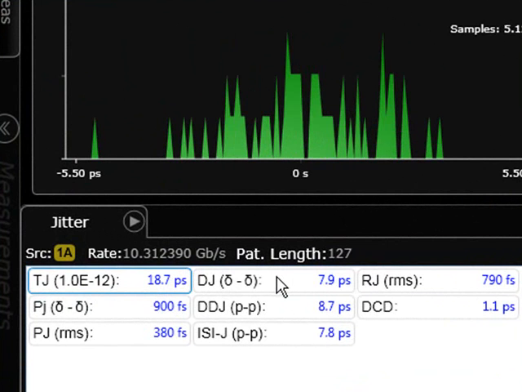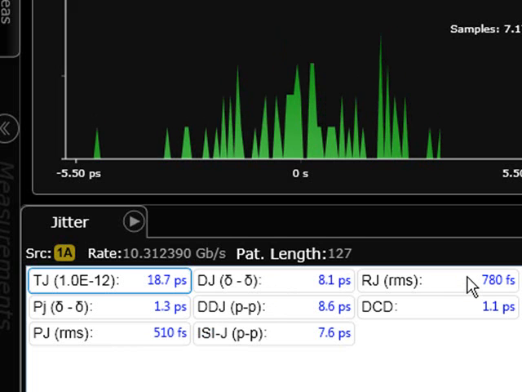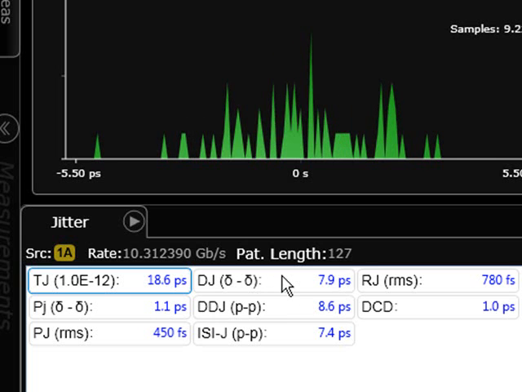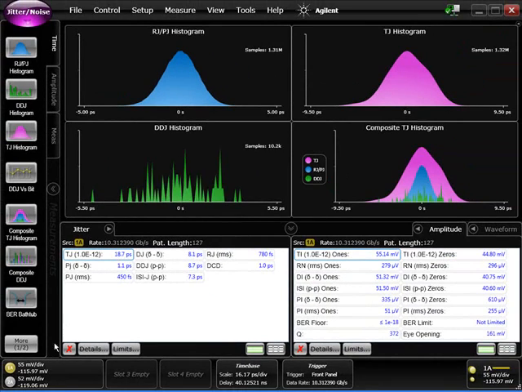And you can see the lower level components of DJ, but we're just going to focus at the top level for the sake of this demonstration. So the RJ is just under 800 femtoseconds at about 780 femtoseconds in this example, and the DJ is about 8 picoseconds. And using the dual Dirac model, we are estimating total jitter at 10 to the minus 12, and we're getting about 18.5 picoseconds. So remember those numbers. We're going to go ahead and switch to channel 2.